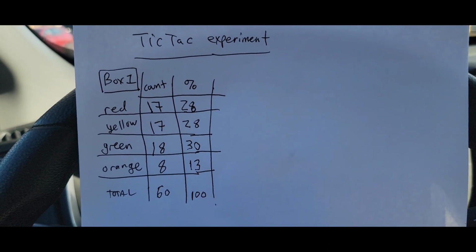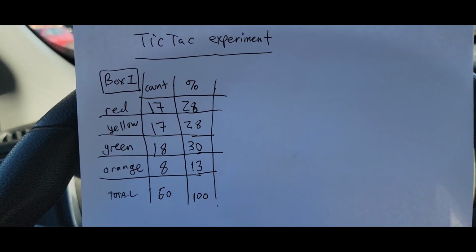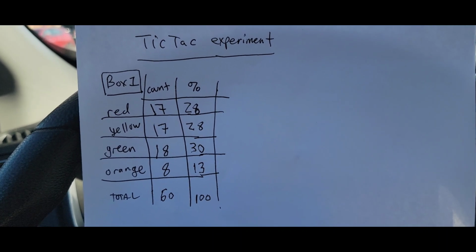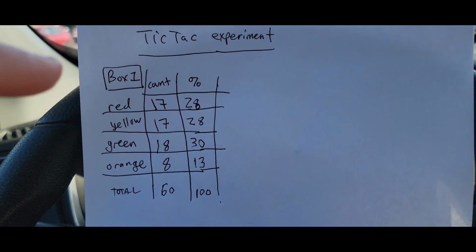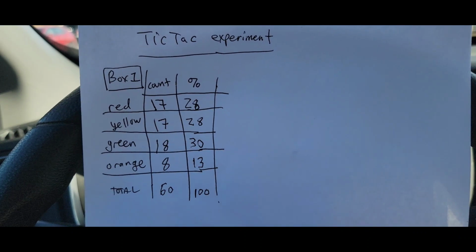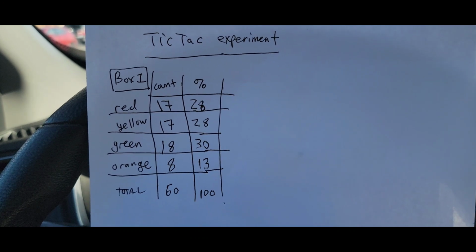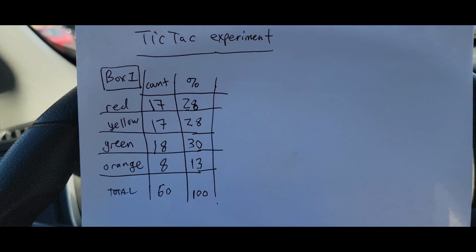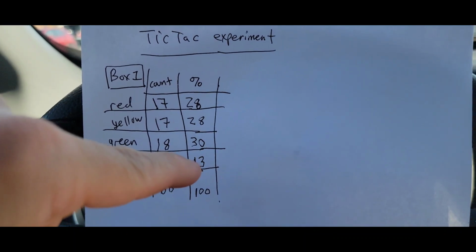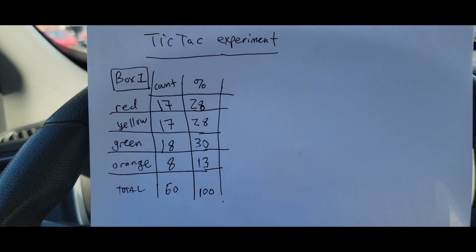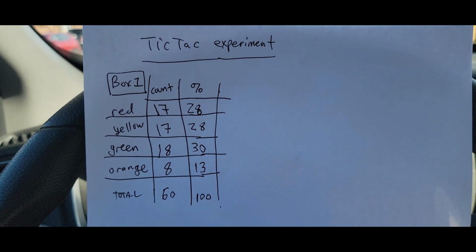When I divide, 17 divided by 60, I get about 28%. For the green, it's about 30%, and the orange is about 13%. Now, if you add all these up, you're not going to get exactly 100. You'll get 99 point something or you'll get 99, because this is like 28.33. This is like 13.33. So I just rounded, that's good enough for this.